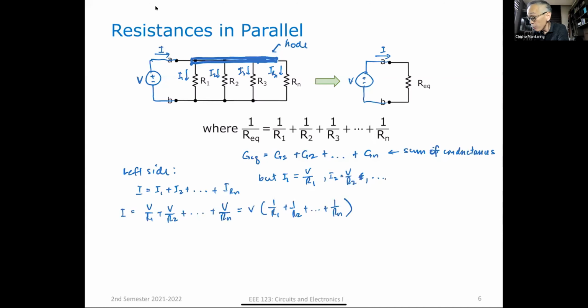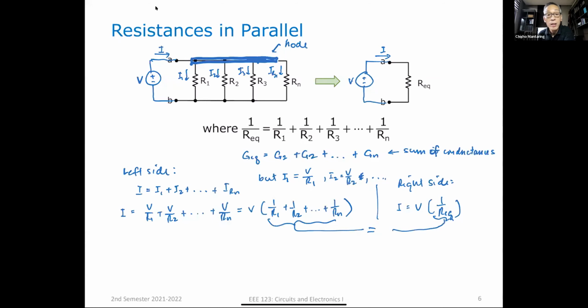Okay. On the other hand, if I look at the right side, from Ohm's law, what is I? I is equal to V multiplied by 1 over R equivalent. So if this I is equal to this I, and this V is equal to this V, then this must be equal to this, which is what we're saying here.